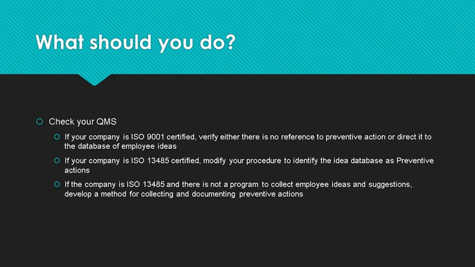ISO 9001 companies should look at their documented information to determine if they still define a preventive action system. If they do, they either need to identify where preventive action documentation is stored or eliminate the reference to preventive action. Any such actions would then be considered an improvement.